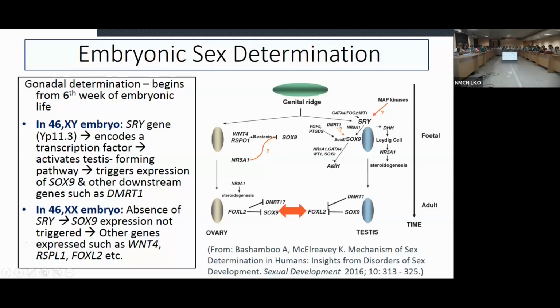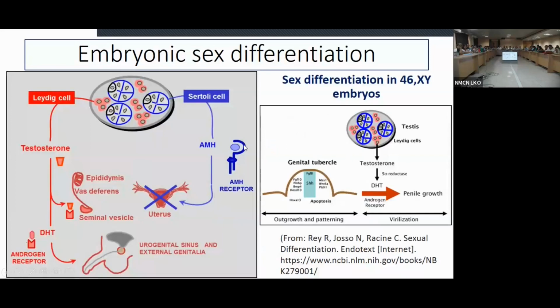In the 46XX embryo, the absence of the SRY results in this pathway not happening, and instead the alternate pathway happening, where you have these other genes such as Wnt4, RSPO1, and also NR5A1 is involved here as well, and many other downstream genes. They all contribute to the formation of the ovary.